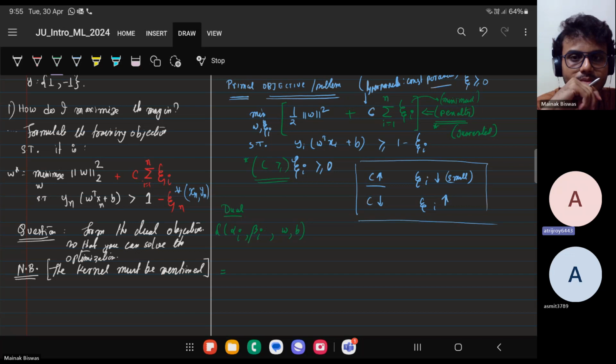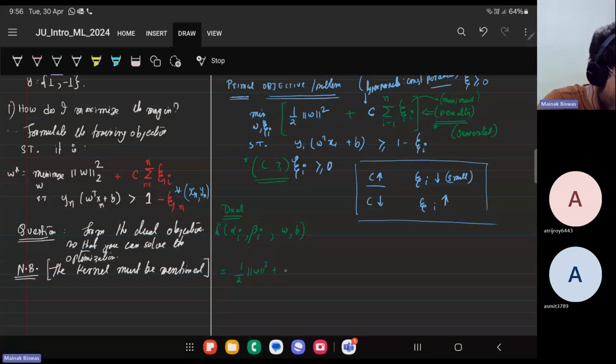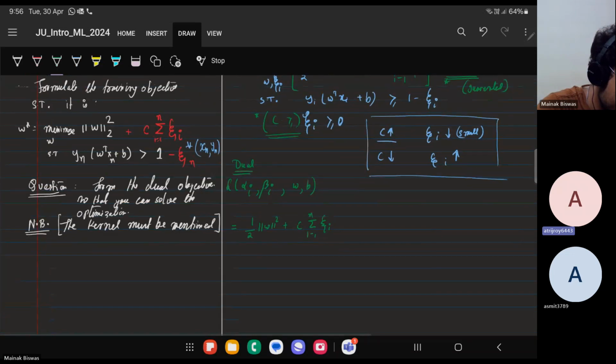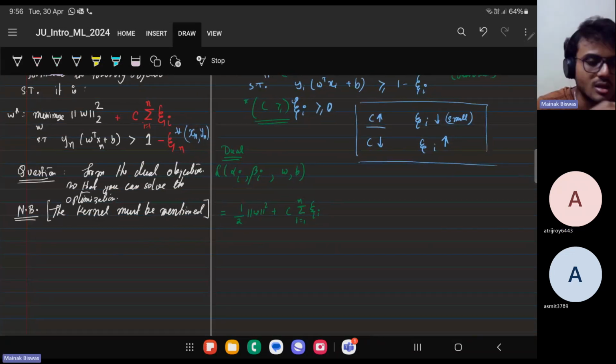The first part, the first equation, the primal, means the objective function. Okay, w, this is what you are saying. C, right, this one, into xi, plus alpha transpose.